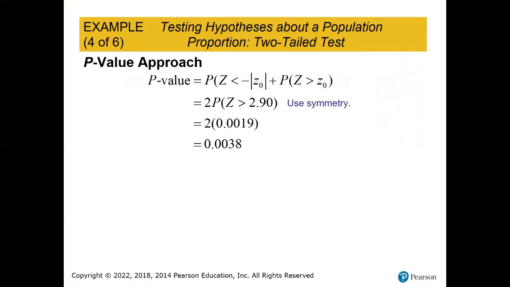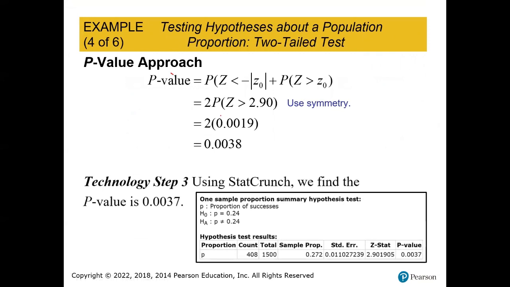So on the next slide, you'll see my screen. Using technology here, I'm not doing by hand, which we don't do. So P value is right here, 0.0037.